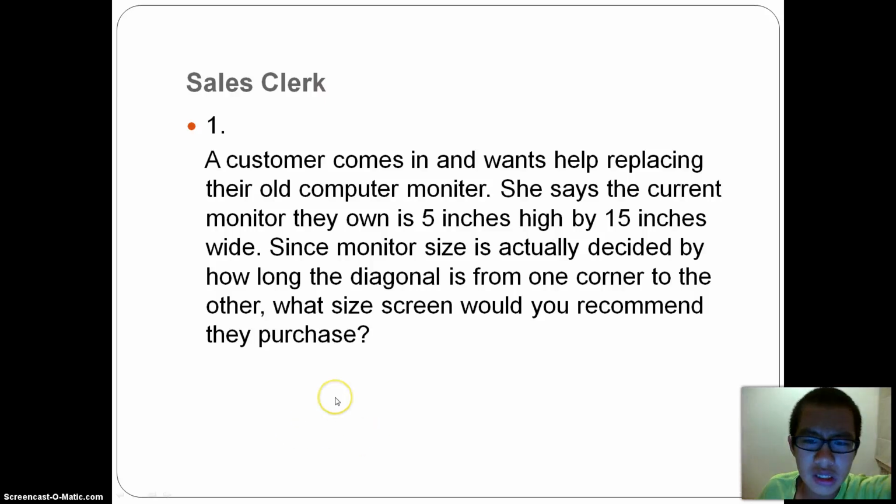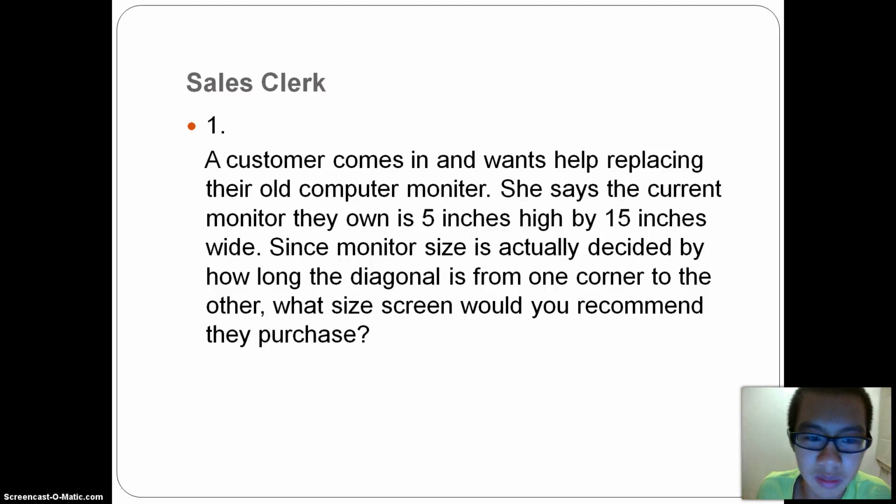Question 1. A customer comes in and wants help replacing their old computer monitor. The current monitor that they own is 5 inches high and 15 inches wide. The monitor size is actually measured by the diagonal, which is from one corner to the other. So what size would you recommend they purchase? Does this ring a bell? Pythagoras theorem in a right angle triangle. We have two sides, but we need to find the diagonal. The diagonal is the hypotenuse, and the hypotenuse is always the longest side.